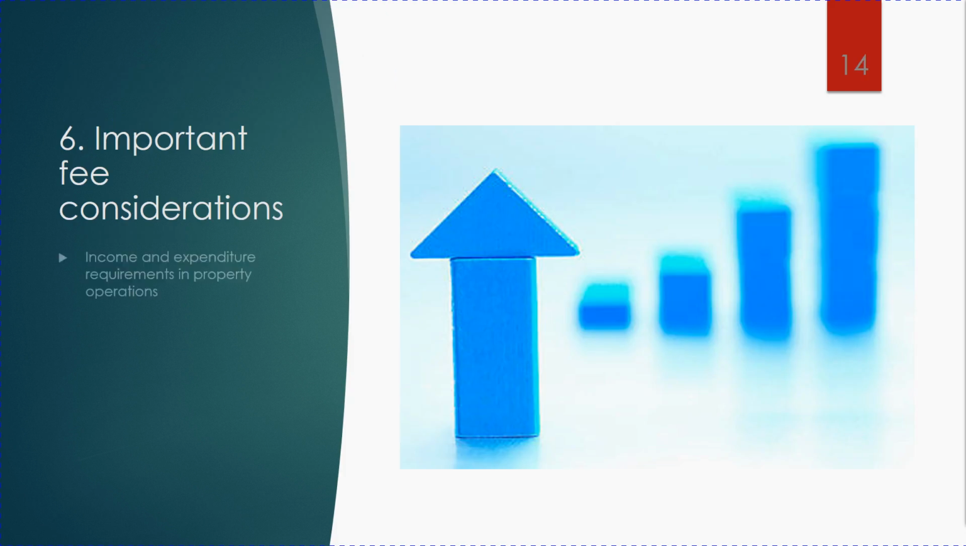Number six, income and expenditure requirements in property operations. Now it should be said that an older building will generally be more complex and time consuming to manage. Of course there'll be more maintenance issues to look after, so understand the building, its age, its complexity, how it operates, the amount of tenants and customers going to the building every day, because that will impact expenditure. And of course the tenancy mix profile will impact income. Let's go a bit further.